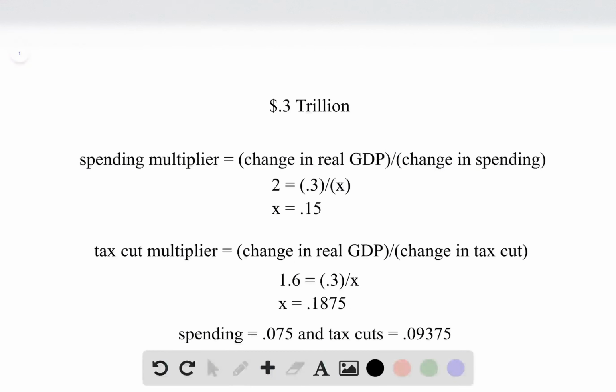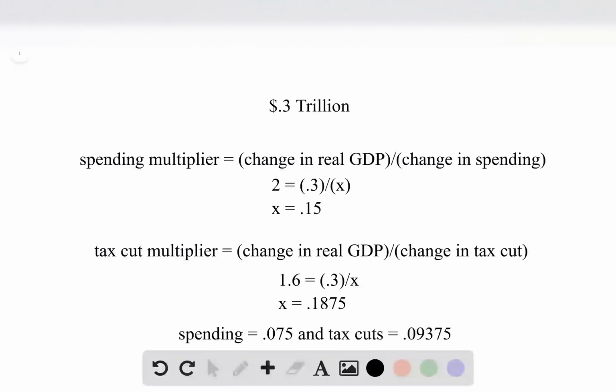So in the first instance, we have the spending multiplier, that's 2. The change in real GDP that we're looking for is 0.3, in this case $0.3 trillion. And the change in spending is what we're trying to find. And if you just do simple algebra, nothing fancy, you'll find that it's 0.15. Again, in this case, $0.15 trillion.